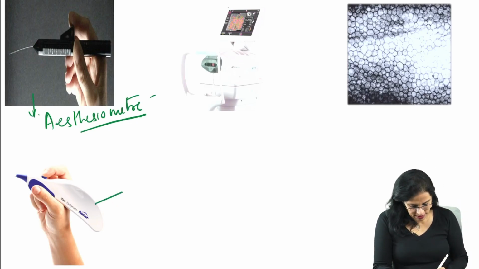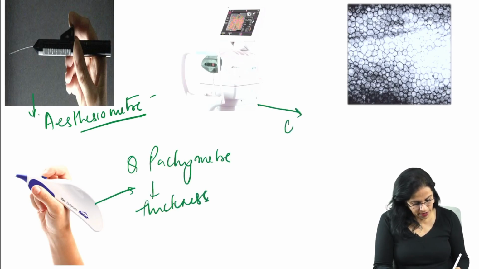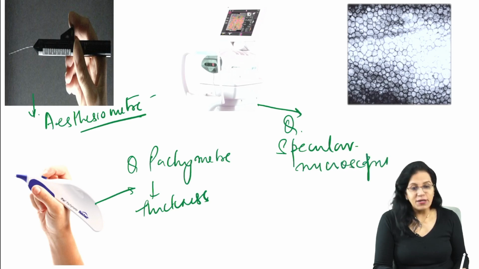Second, what is this? This is pachymeter. What is pachymeter used for? Exam question. Pachymeter, you will say, for thickness of the cornea, isn't it? Thickness of cornea. What is this? This is also an exam question. Specular microscopy. What is specular microscopy used for? To see the endothelial cell.